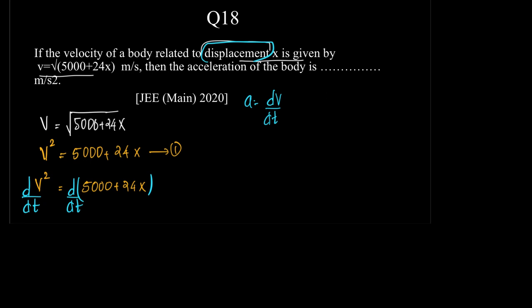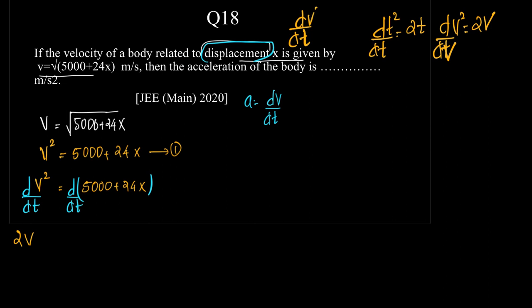See, most of the students make a mistake here. They write it as 2v. No, it is not. It is 2t when d by dt of t square is 2t. d by dv of v square is 2v. But d by dt of v square is 2v dv by dt.